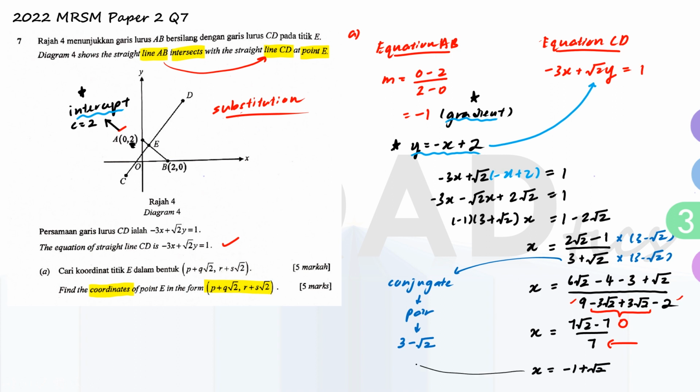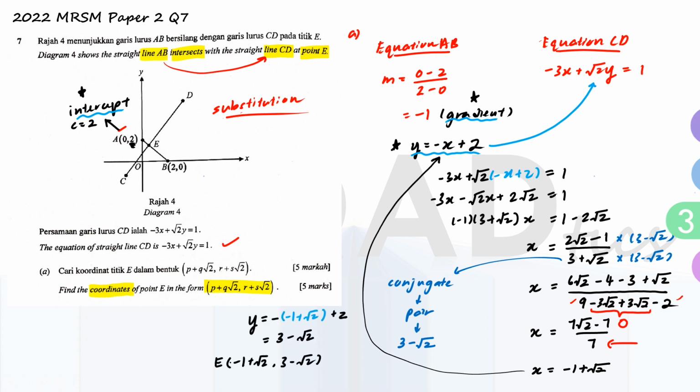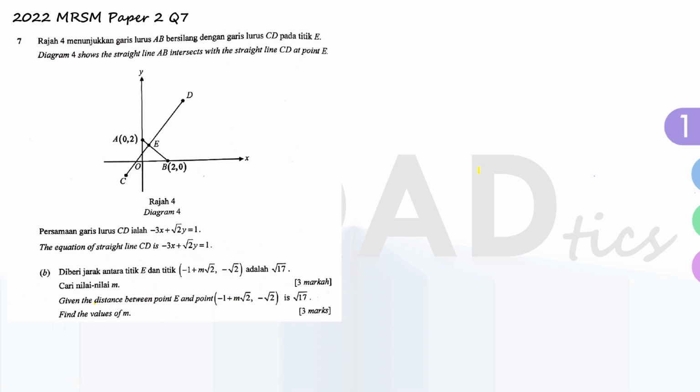And now we can sub this answer to this equation to find the value of y. So the coordinate of point E will be negative 1 plus square root 2 and 3 minus square root 2. So moving on to part B, they've given us the distance between point E and this new point, which is square root 17. So we need to find the values of m, which is here. And also take note that it says the values. So S meaning there are two answers of m.